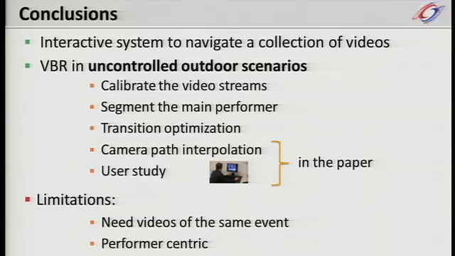The second main limitation is that our system is performer-centric. It assumes that there is a performer in the scene. If there are other people in the scene, it will try to model them as billboards too. But if there are too many and it cannot distinguish between the videos, it will fail, like in this case.